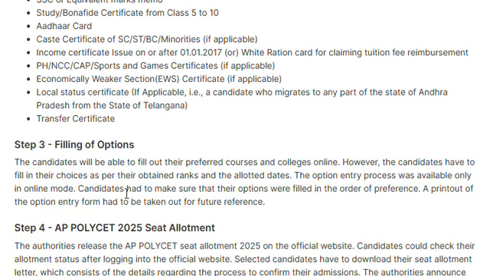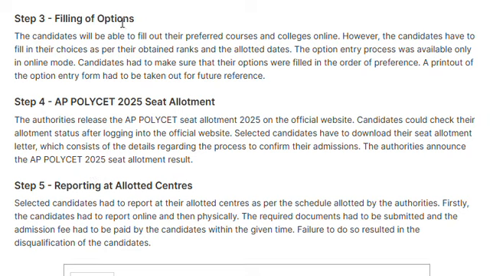Okay, students. So let's go into step 3: filling options. The candidates will be able to fill in their preferred courses and colleges online. So students, after this process they give us a username and password. We must go to a nearby net center, and you must select the colleges you want. That means after the counseling process, we need to go for web options. So this is the form of web option. You must click the course and college online, and as proof you must take a printout of what you entered as options, for future reference.